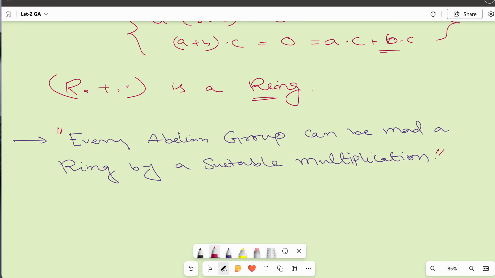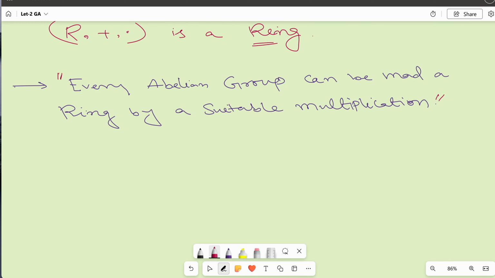If you ask any kind of question, if you have an abelian group, can you make it a ring? Can you make this a ring structure? You will say yes, I can give a ring structure on it, by defining the suitable multiplication operation, which is actually a dot b equals 0 for every element a, b inside the ring R. So every abelian group can be made as a ring by a suitable operation, right?